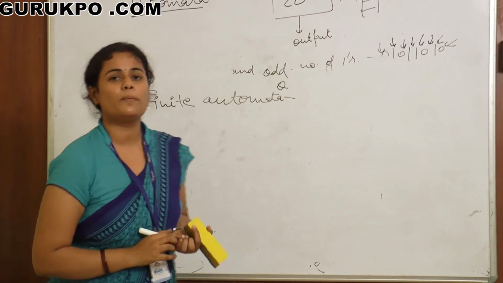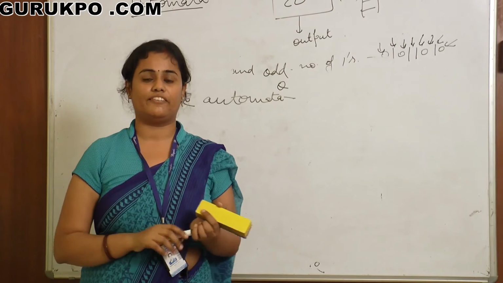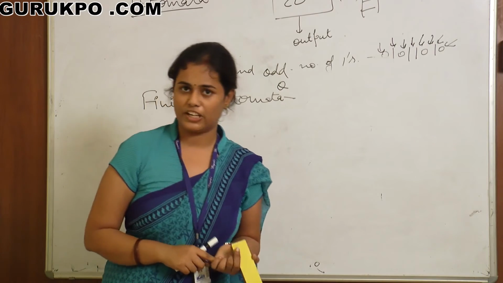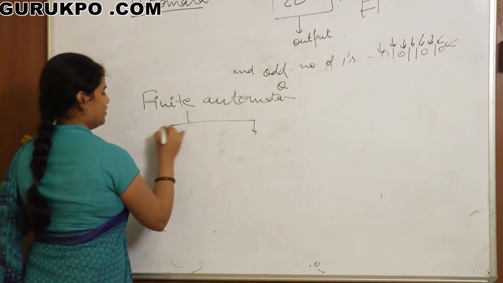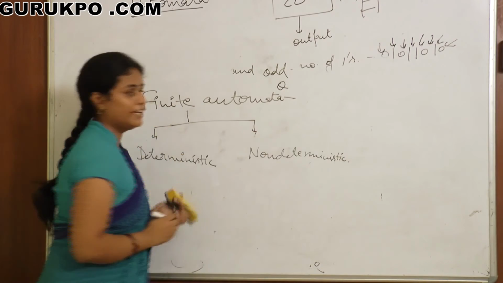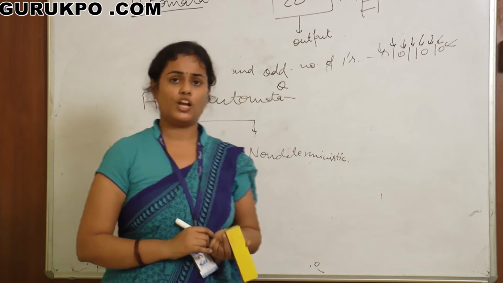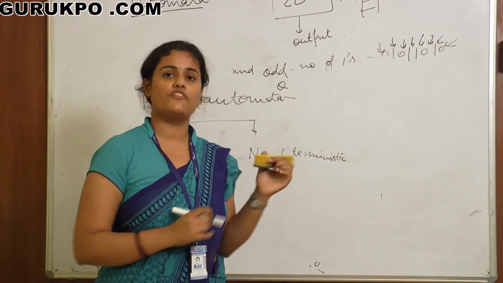Now, finite automata is categorized into two categories. First is deterministic finite automata. Second is non-deterministic finite automata. Okay? Now, what is deterministic? The diagram which we have drawn.